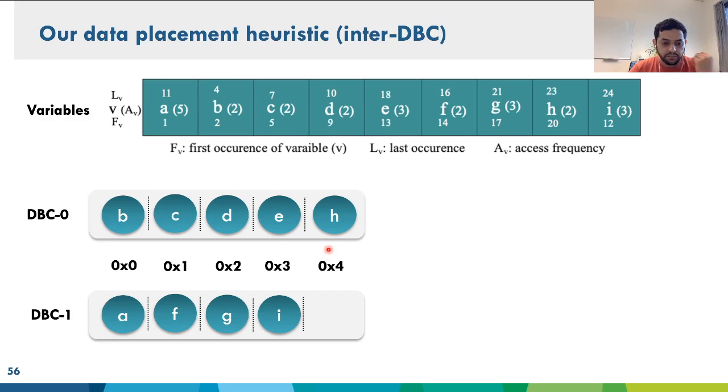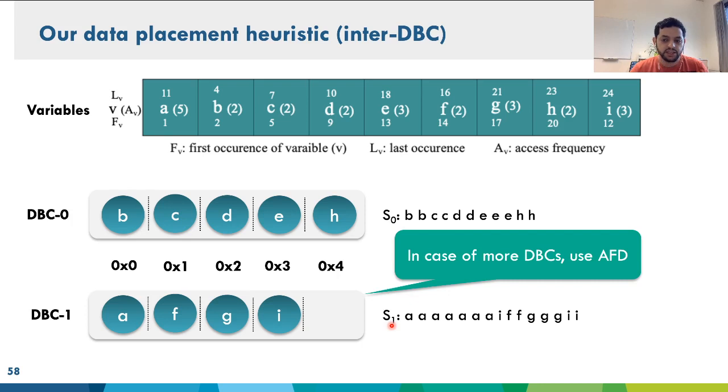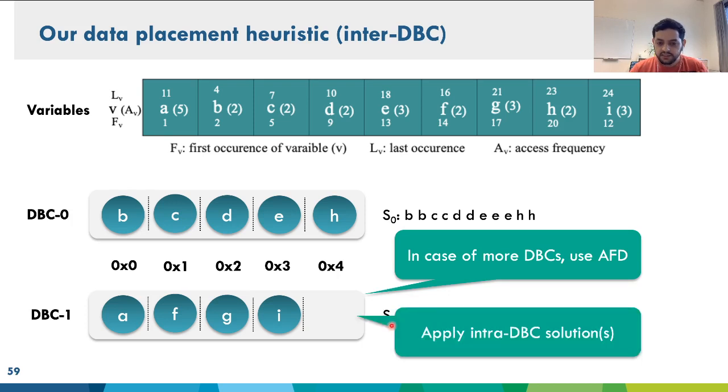For all remaining variables, in this example we have 2 DBCs, so we pick all of them and store them in a separate DBC. But if we have more than 2 DBCs, then we do the access frequency based distribution, similar to the baseline chain heuristic. On all these DBCs which are assigned based on AFD, we apply the intra-DBC solutions which I showed in one of the slides: the chain heuristic, shift reduce heuristic, and chain tiebreak heuristic.